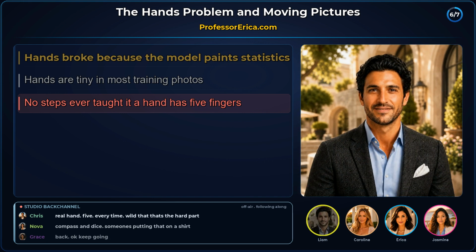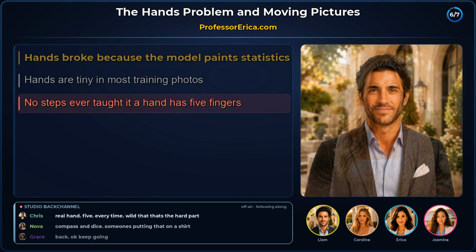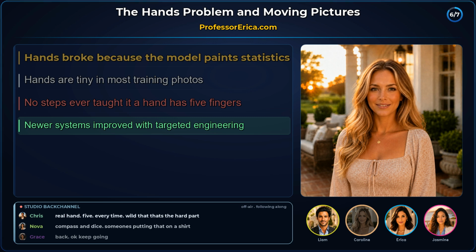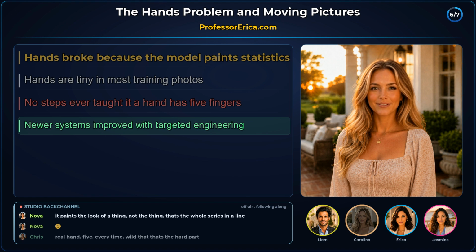Easy fix then. They just fed it a mountain more hand photos, done. Not quite, and the miss is the lesson. More photos alone barely moved it. The real gains came from targeted engineering, teaching the model hands specifically, even bolting a separate 3D model of a hand on as a guide. It wasn't more data, it was building in the rule the statistics never gave it.